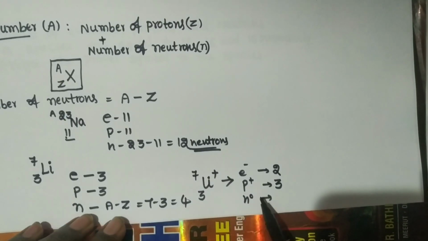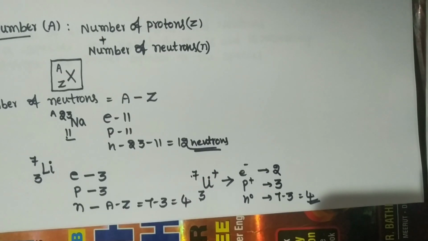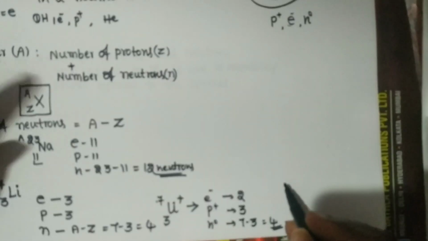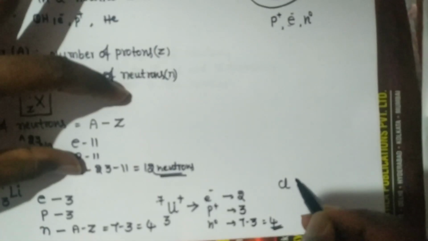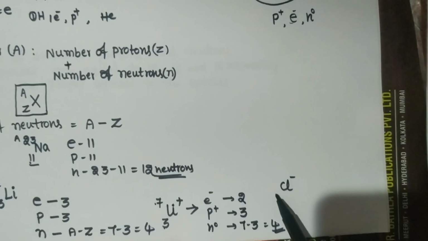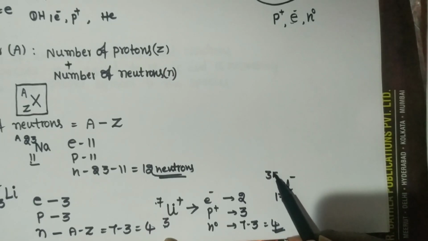Next, neutrons: A minus Z. This is the A and this is Z. So 7 minus 3 is equal to 4 neutrons. In this way we can find out for cations and anions. For example, we can take one anion, Cl minus. Here the atomic number is 17 and the mass number is 35.5.